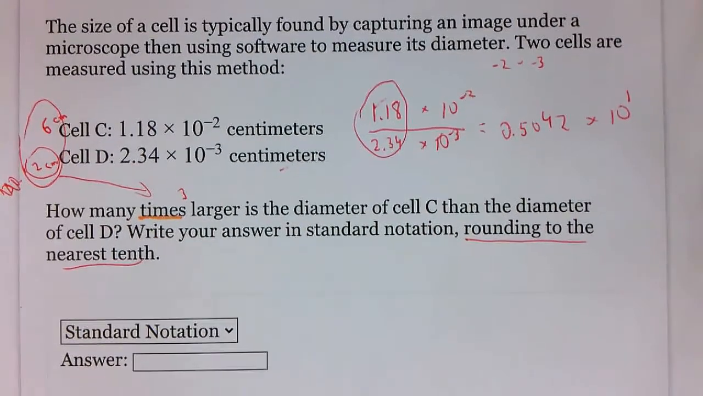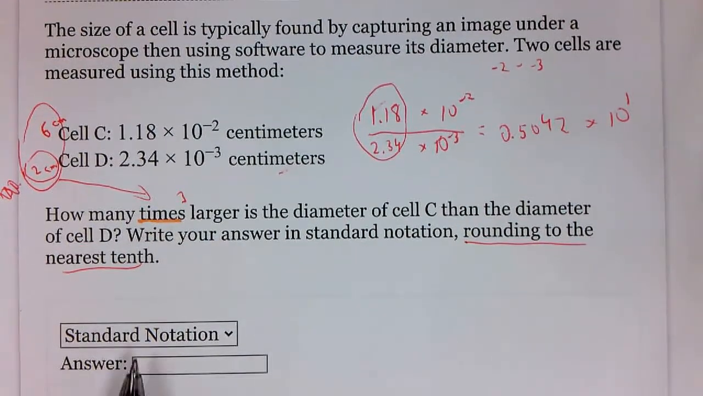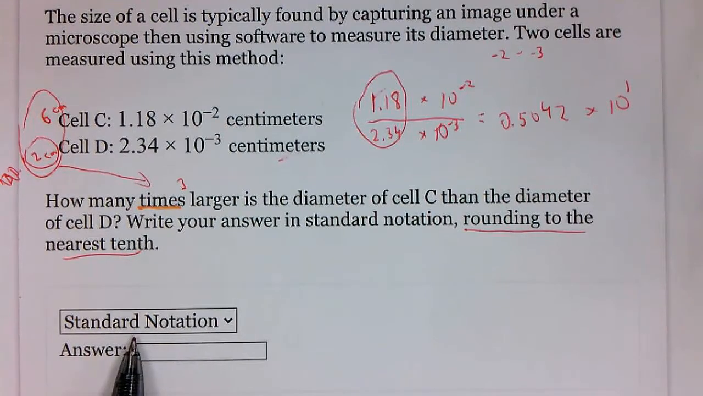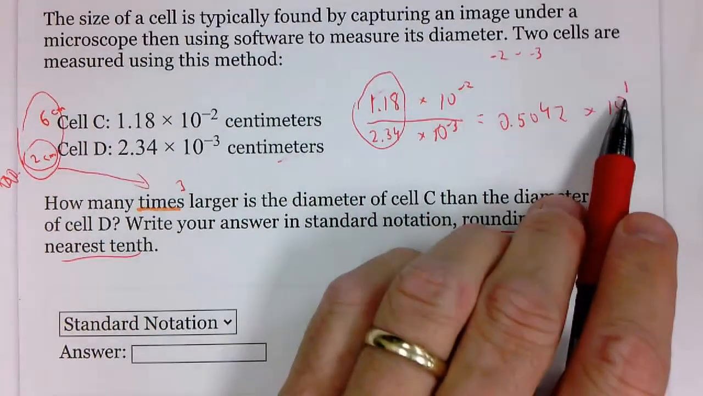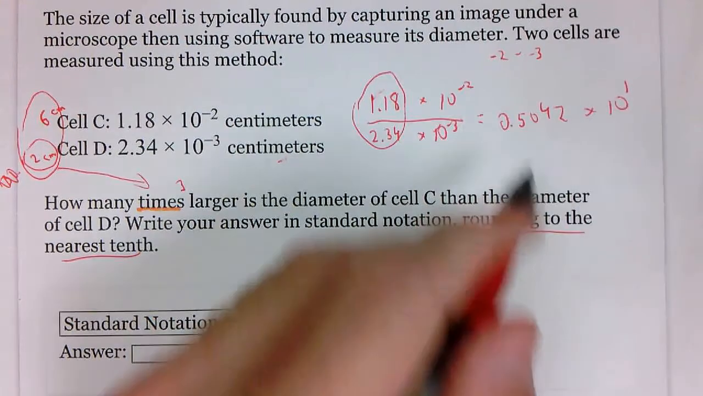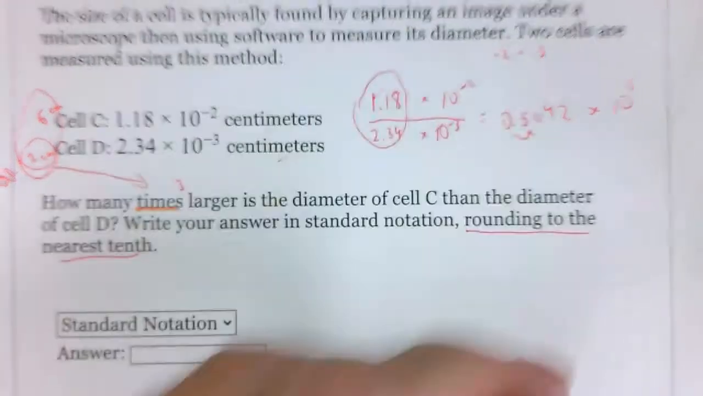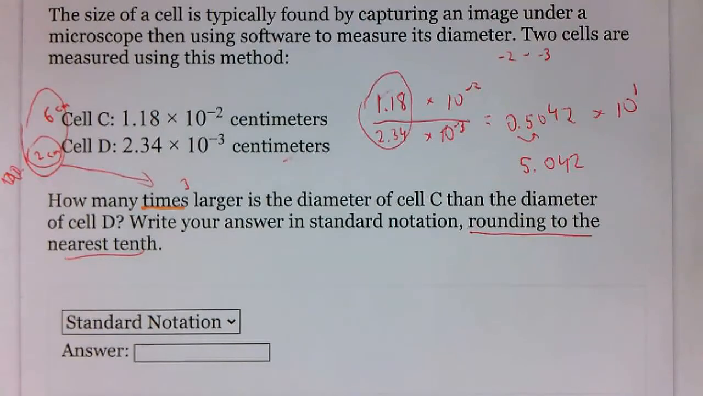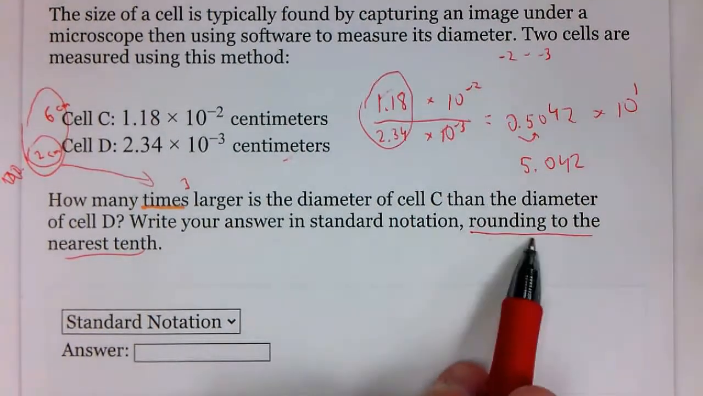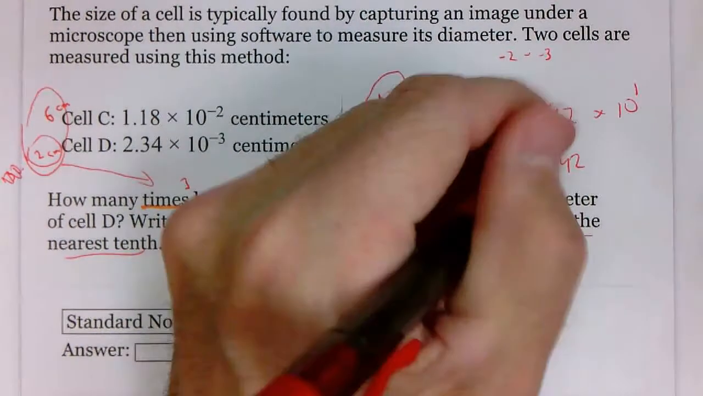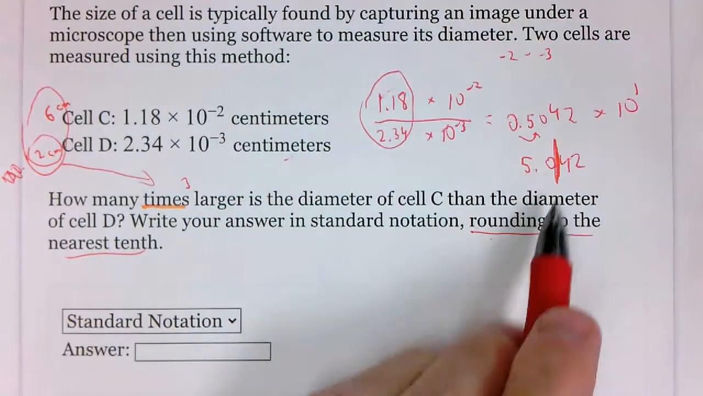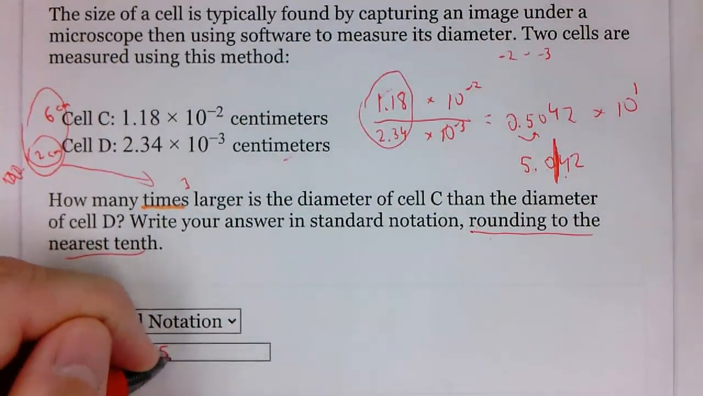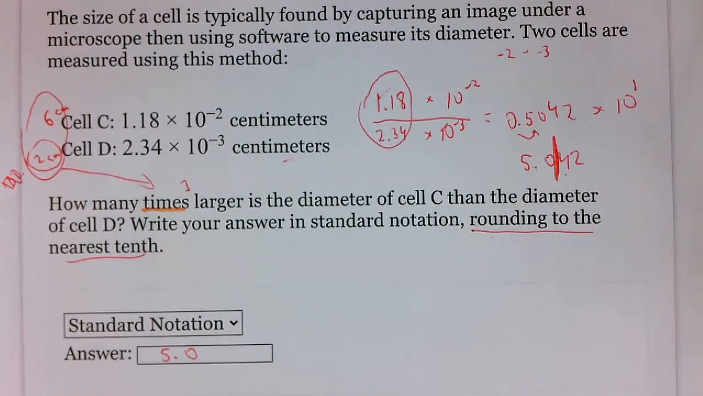My answer is 0.5042 times 10 to the 1st. Now, I can answer this in standard notation. So, I'm going to go ahead and move the decimal one spot and put this in standard notation. It would be 5.042. They told me to round to the nearest tenth, so that would be one decimal place, and the 4 is telling me to keep the 0 the same. This would be 5.0.